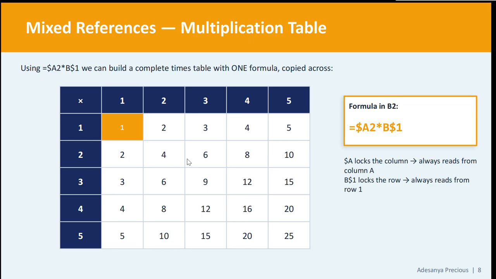Don't forget what I said here. For example, I said that column A locks the column. That means always read from column A. B1 locks the row. That means A1 locks the column. That means everything we are dealing with will be from this column. That's what they mean when something is locked. We locked this column. That means it will be reading from this column. Are we together now? It's reading from this column. B1 locks the row. That means it's reading from this row. So I hope we get that now.